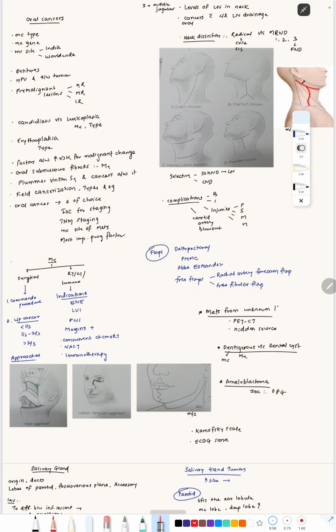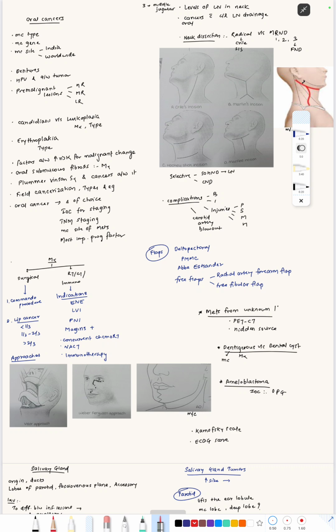Now, talking about the high risk lesions first. The first very important differential lesion is candidiasis versus leukoplakia. Candidiasis can be rubbed off. Leukoplakia cannot be rubbed off, right? What is the management for leukoplakia? It's going to be carbon dioxide laser or cautery.